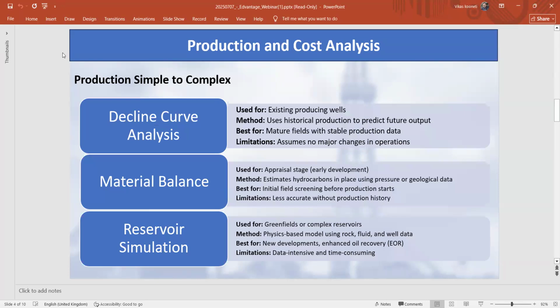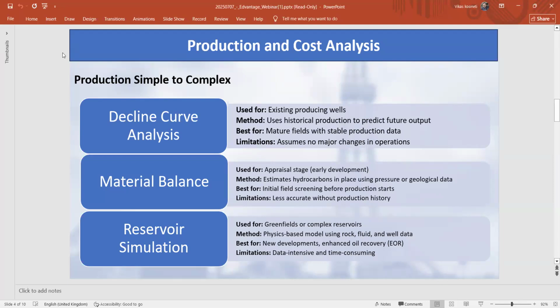As said, production is simple to complex, right? So decline curve analysis is used for existing wells, mostly for existing producing wells. The method uses historical production data to predict future output. Best for mature fields with stable production data. Limitations: assumes no changes in operations, and this is the thing, right? When you say there are no changes in the operations and the conditions are very good, that's not how it is going to be. The numbers, the data would be different, right?